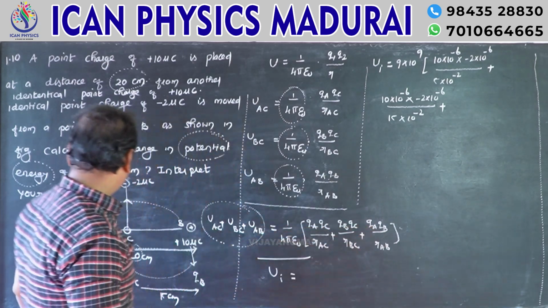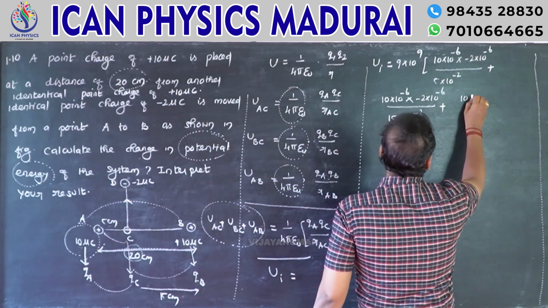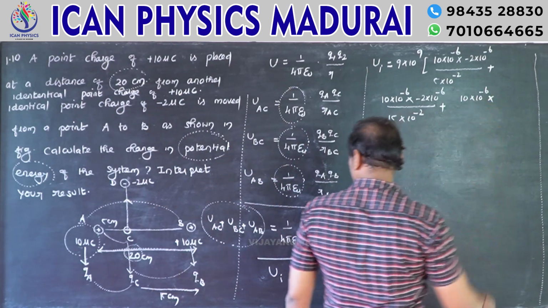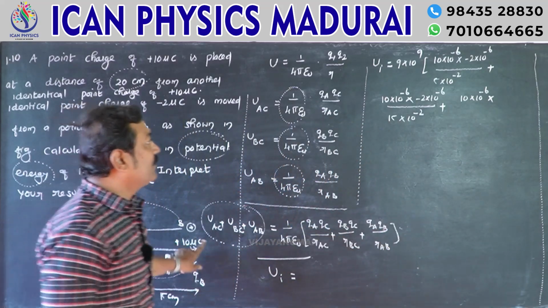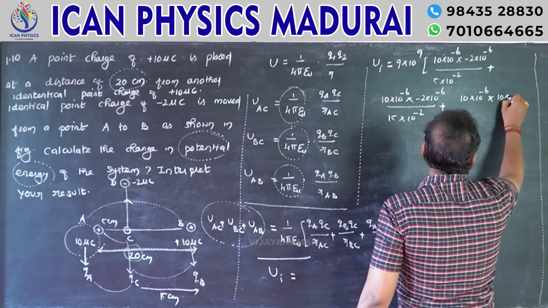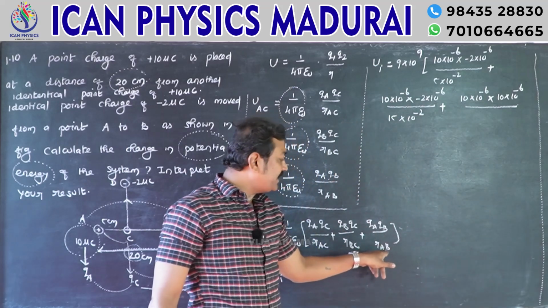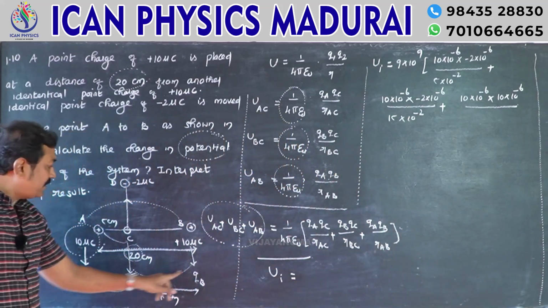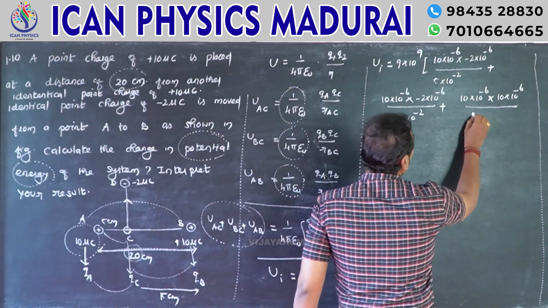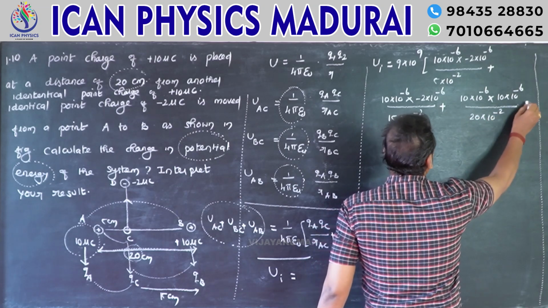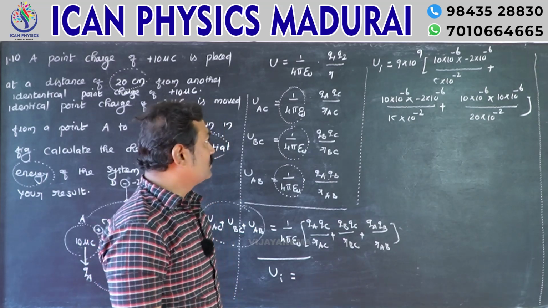Now QA is a charge placed at A, 10 microcoulomb. So 10 into 10 to the power minus 6, into QB. What is QB? 10 microcoulomb. So 10 into 10 to the power minus 6, divided by the distance between A and B. The distance between A and B is a total distance of 20 centimeter. Now convert the centimeter into meter. So 10 to the power minus 2. Okay, do you get it now? No doubts. Okay, fine.